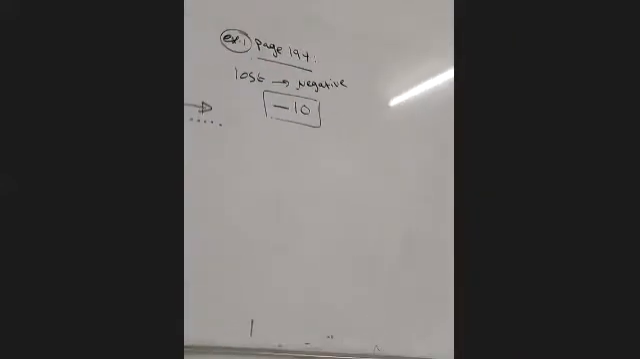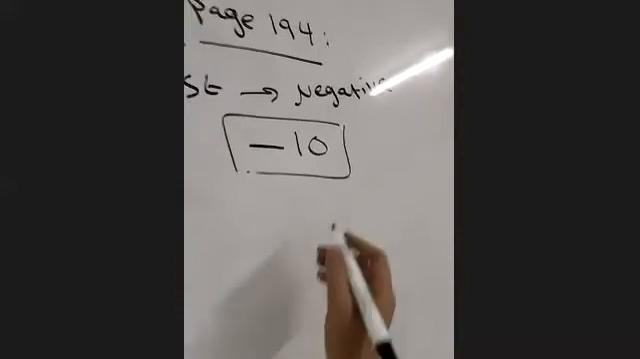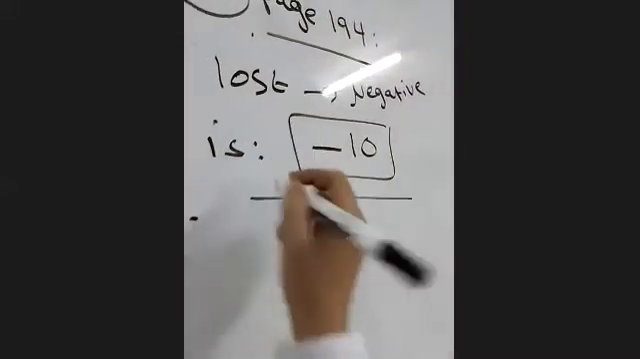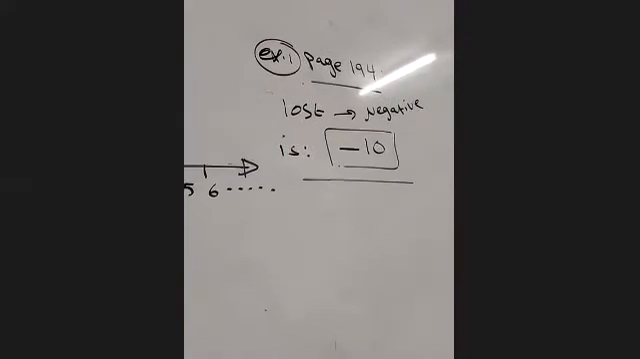Part A, write an integer to represent the situation. Because the situation represents a loss, the integer is negative. The integer used to represent the situation is negative 10. So in the line, guys, what is it? Negative 10. Write negative 10 in your book. Write negative 10 in your book.